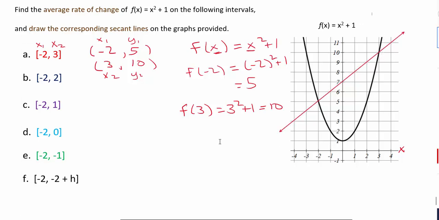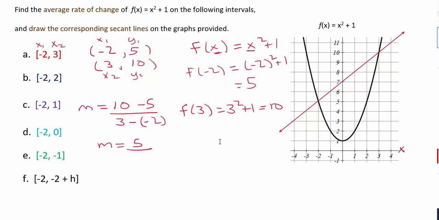So now we have 2 different ways we can find the slope. Using arithmetic, we can just use the slope formula that basically says take y2, which is 10, subtract y1, which is 5, and then divide that by x2, which is 3, and then subtract the first x value, which happens to be a -2. Simplifying that, you would get 5 in the numerator, and then you'd get 5 in the denominator, and you'd find out that the average rate of change over that first interval is 1. I'm using m to represent the slope, or the average rate of change.